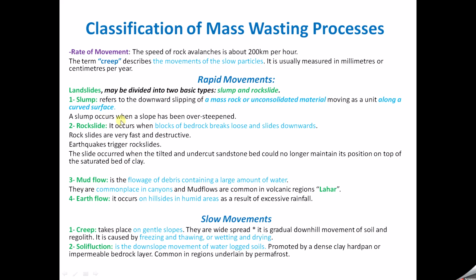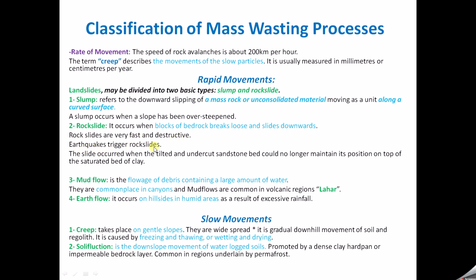A slump occurs when a slope has been oversteepened. Rock slide occurs when blocks of bedrock break loose and slide downward. So here we need coherent material to have a rock slide. Rock slides are very fast and destructive.